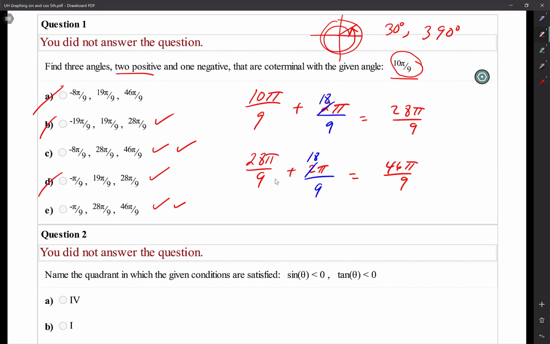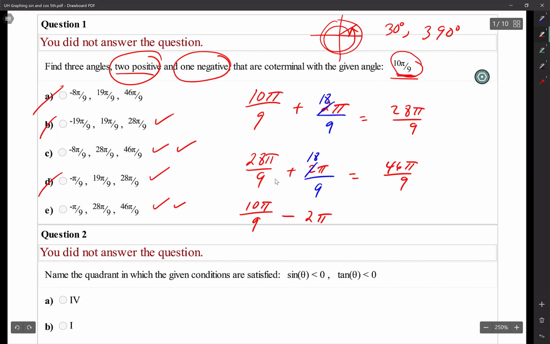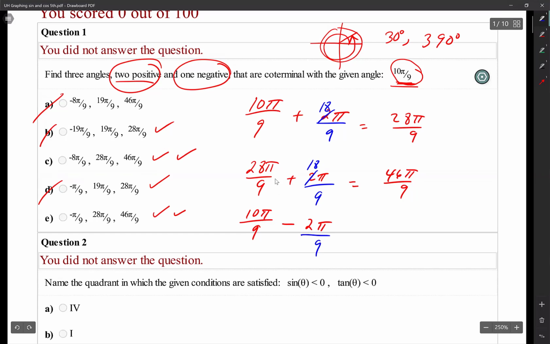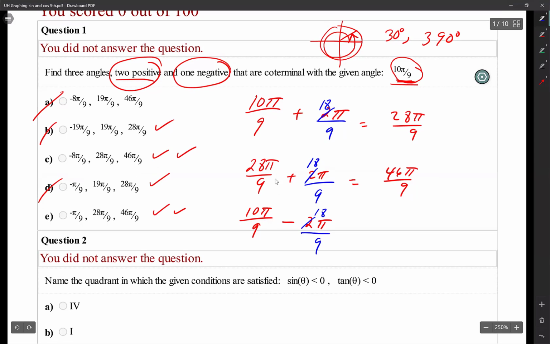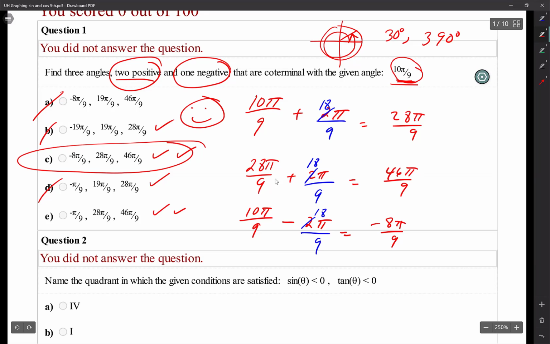So now they want a negative. We just found 2 positive. Now they say they want 1 negative. So I'm going to start again at the 10 pi over 9. And instead of adding 2 pi, I'm just going to subtract. So I make the denominator 9, make the numerator an 18. So 10 minus 18, the difference is 8. The 18 is bigger, so it's going to be negative 8. So negative 8 pi over 9. And I start looking for that. The only answer is C, so there it is. I put a little happy face, and we're good. Did all that make sense, guys?